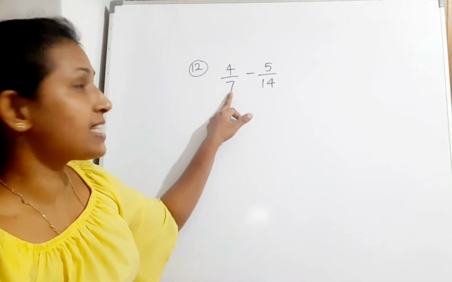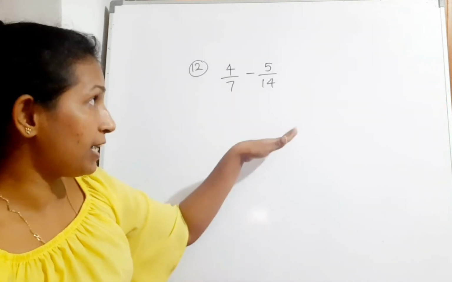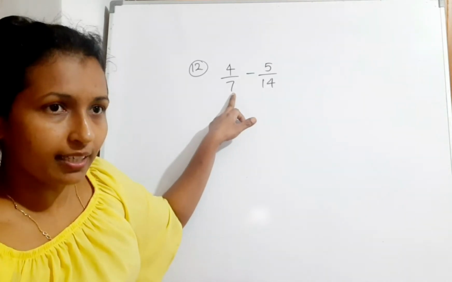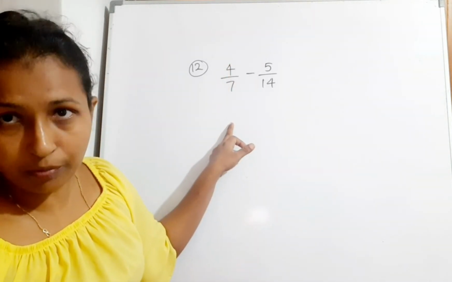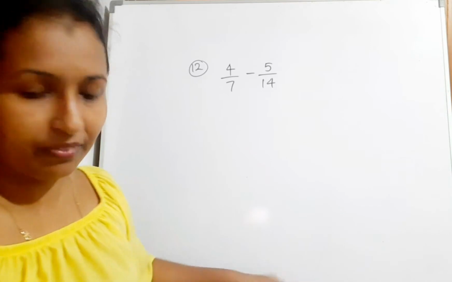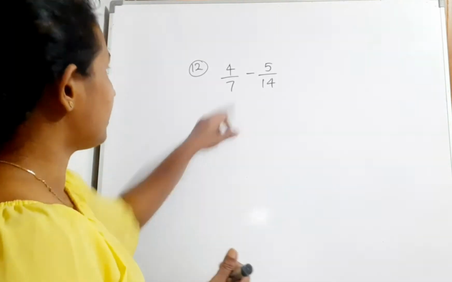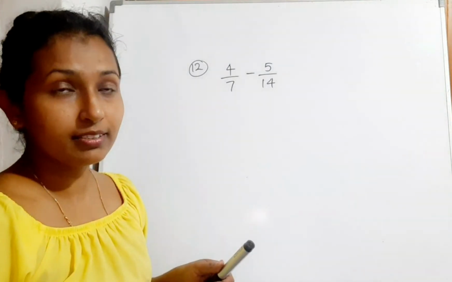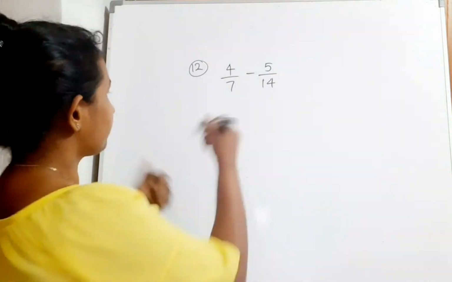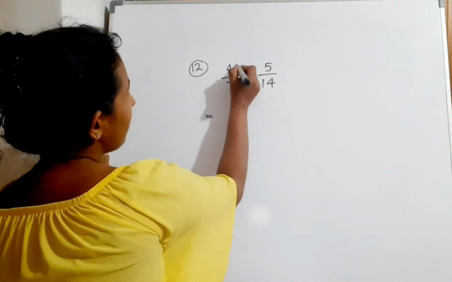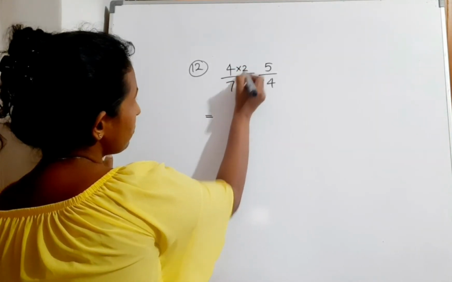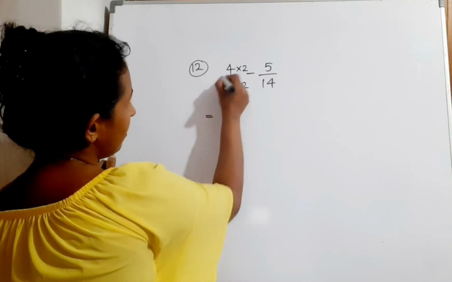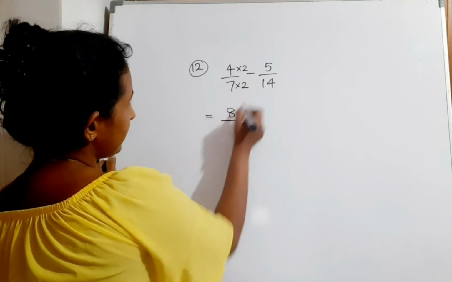We can convert 7 to 14 by multiplying it by 2. But not only the denominator, both the numerator and the denominator should be multiplied by 2. If we make some change to the denominator, the same change should be made to the numerator also. If not, the value is changing. Right, let's see. I will write here also multiply by 2. Then it becomes 4 into 2, 8, 7 into 2, 14.